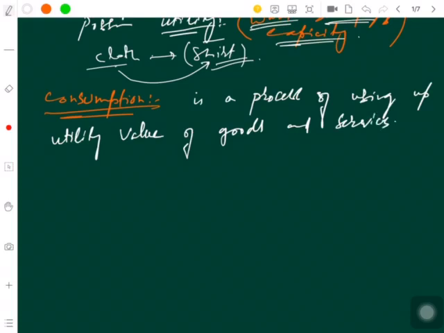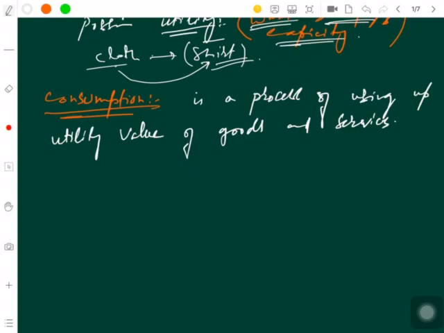Let us take an example. We drink milk, we eat food, we wear clothes, we drive a car, we use a telephone or mobile phone. These are all economic activities in a way. We are consuming these very things. Eating, drinking, driving, wearing clothes. All these are consumption activities.